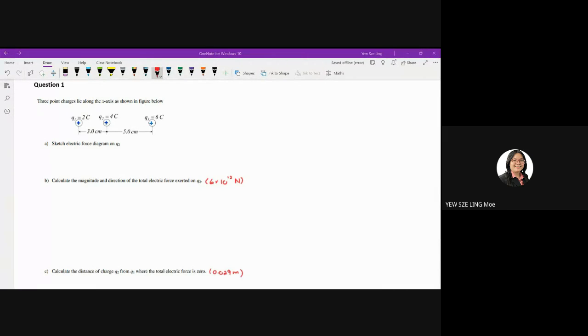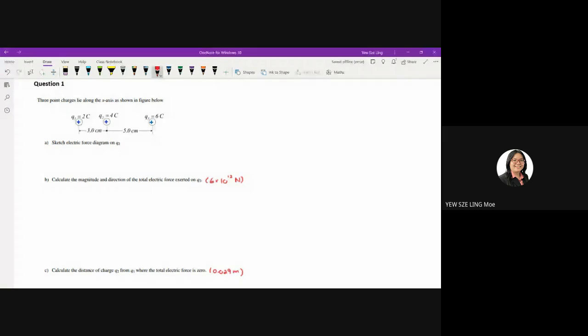Still loading. Okay. So now let us see how to solve these questions. So it's an electric force question. Three-point charges lie along the axis as shown in the figure below. So you have Q1, Q2, Q3. Question A: sketch the electric force diagram on Q2.